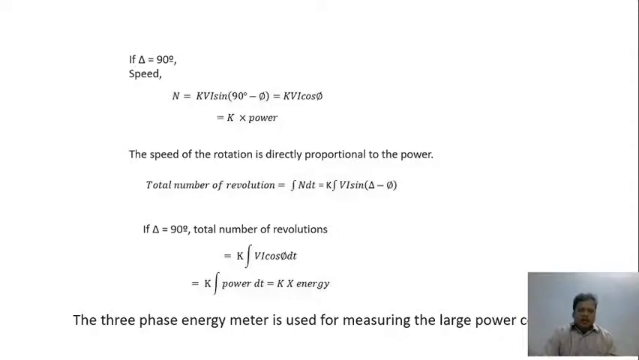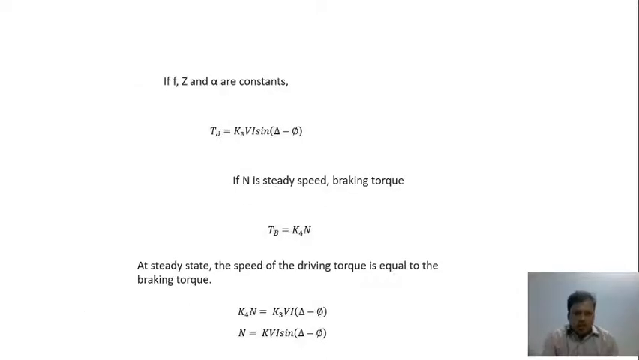By this we have seen the TD, that is the deflecting torque, K3 V I sin delta minus phi, and at the steady speed n, the braking torque becomes K4n. At steady state, the driving torque is equal to the braking torque, K4n equal to K3 V I sin delta minus phi, and n is equal to K V I sin delta minus phi.